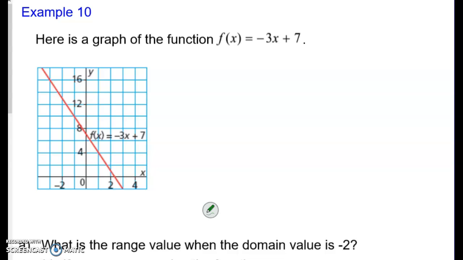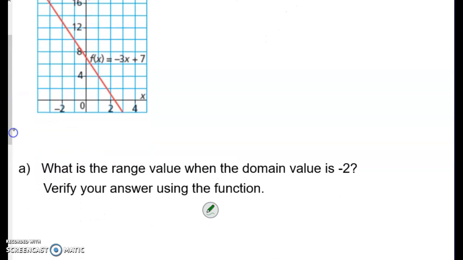For this example, we're looking at the graph of the function f of x equals negative 3x plus 7. For part A, we want to know what the range value would be when the domain value is negative 2. Verify your answer using the function.